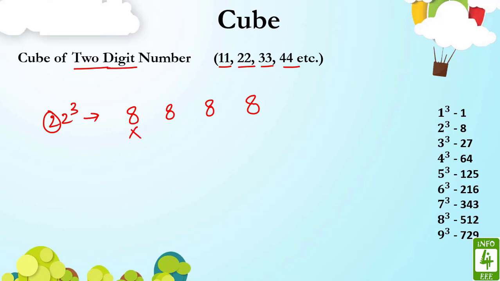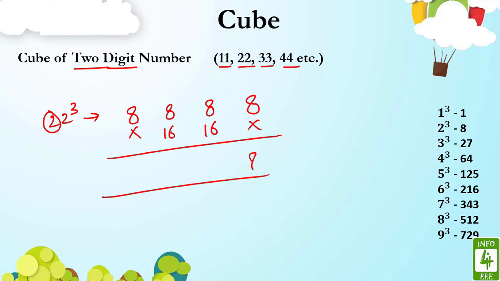Skip the first and last term and double the middle two terms. So double of 8 is 16, double of 8 is 16, and add it. So 8 plus 16 is 24. You will not write 24, you will write 4 and 2 will go as a carry. 8 plus 2 is 10, 26, 6, 2 will go as a carry. 8 plus 2 is 10. So 10648 is the cube of 22.